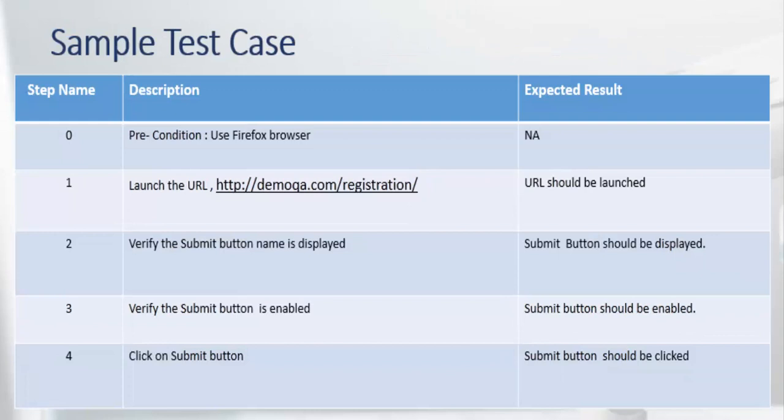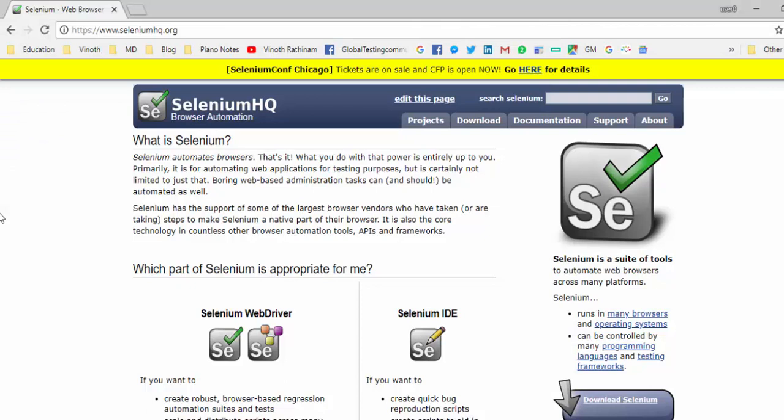A sample test case for today's session is in the registration page: try to check whether the submit button is displayed or not, then the enabled status, and finally click on it. For today's session we are going to use the Firefox browser. I have already explained in detail about the driver setup in video 3. You can just refer to it. For time being, I'm just glancing at the setup once.